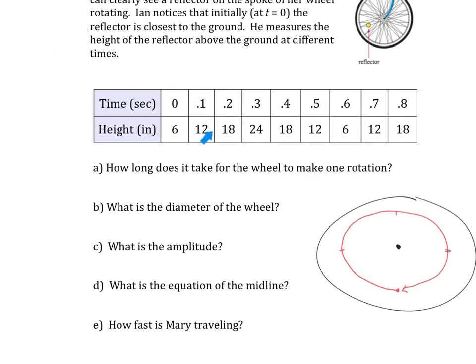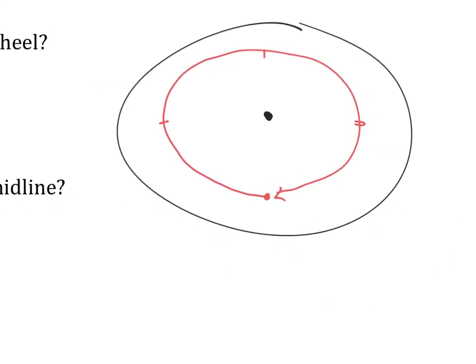We've got height 6, 12, 18, 24, 18, 12, 6, 12, 18. I'm assuming it would go 24, 18, 12, 6. So it looks like it repeats at 0.6. So it takes 0.6 seconds to get back to where it started. All right, so this would be 0.6 seconds, which means this up here would be 0.3 seconds. And I don't know if I'm going to need it, but I'll put it in here anyways. This would be 1.5 seconds, and then this would be 4.5 seconds. All right, cool.